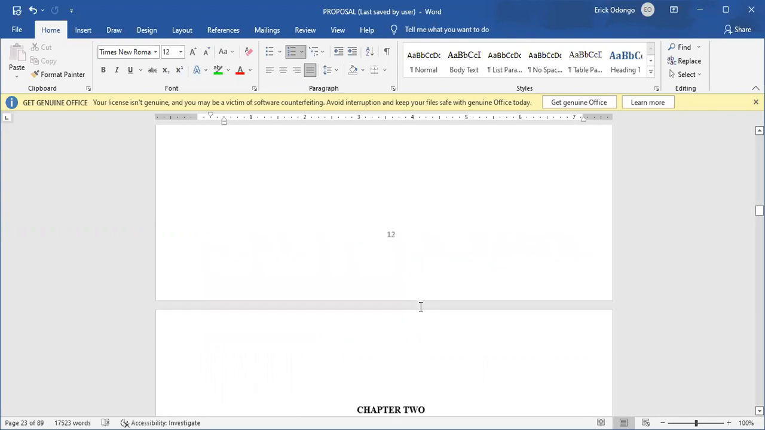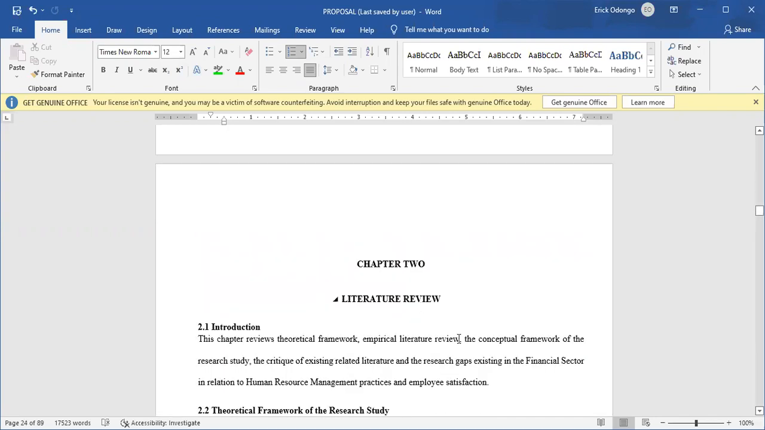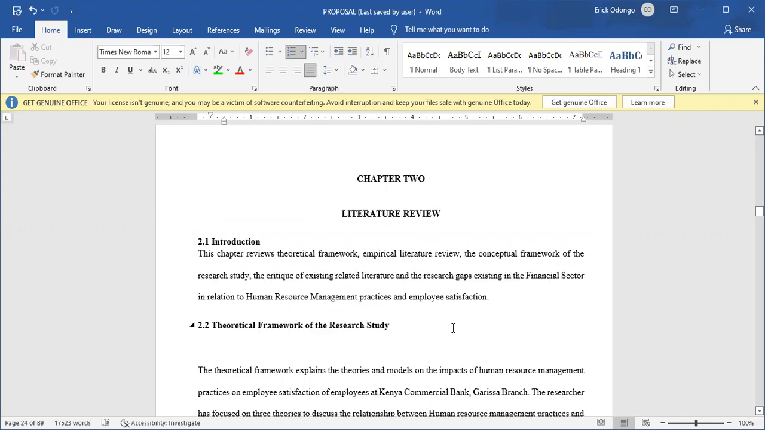Then chapter 2 is the literature review. You'll be looking at 2 things: the empirical literature, as well as the theoretical literature. The theoretical framework is regarding the theories that different scholars have come up with regarding the areas under investigation. If you have 4 independent variables, then it is important that you have 4 theories, whereby each and every theory will be investigating a separate, different variable.